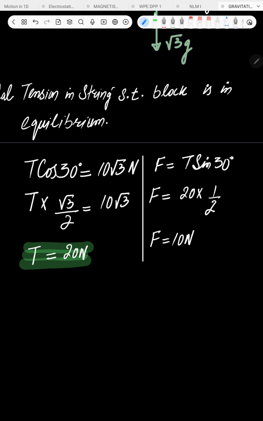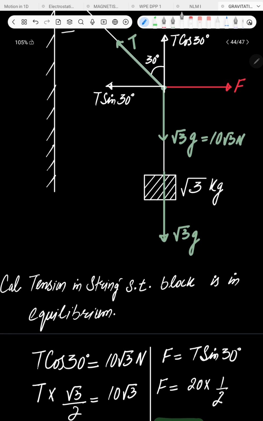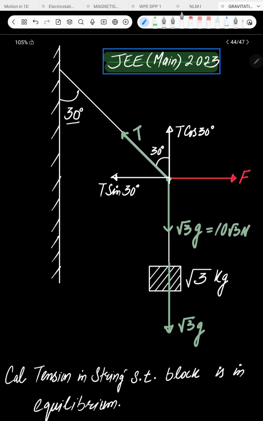So we have calculated the value of the tension in the string and we have calculated the external force as well. But the answer to this question is this 20 Newton. I hope that this problem is crystal clear to you. See you next time with one more beautiful problem of NLM.